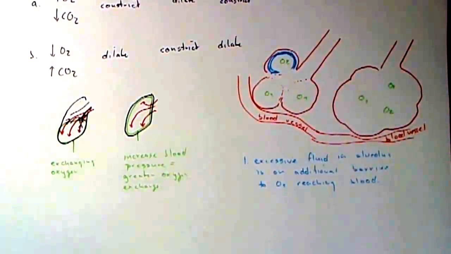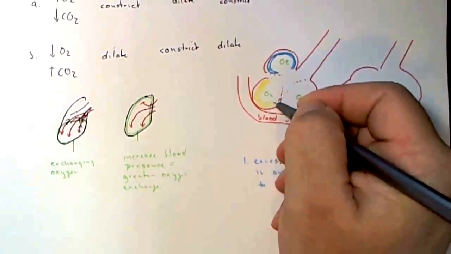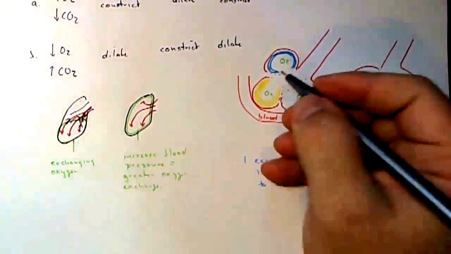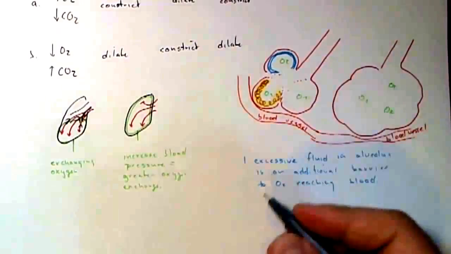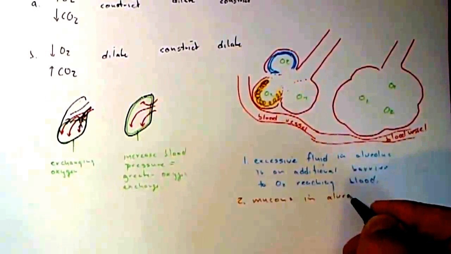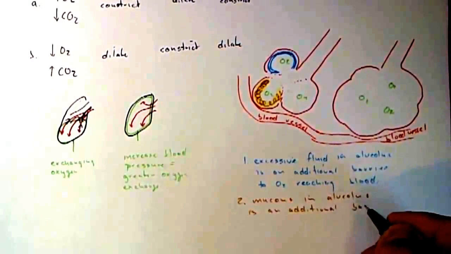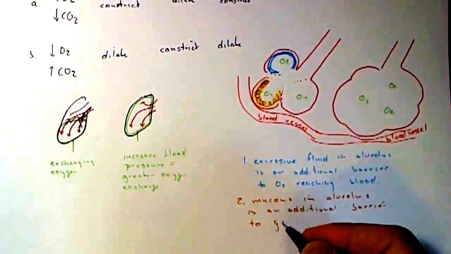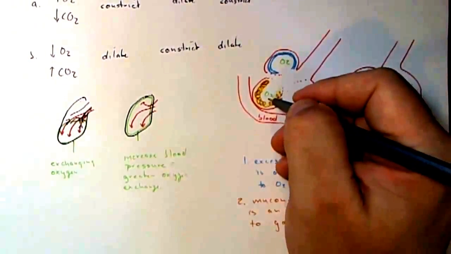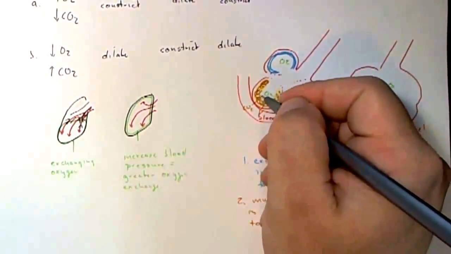Another thing that can be a problem is mucus. And I should probably switch colors a little bit. So we'll go with mucus. Mucus in alveolus is an additional barrier. Here, just to be less specific, but more inclusive, it's a barrier to gas exchange. So here, it's going to make it more difficult for this oxygen to make it into the blood. It's going to make it more difficult for the CO2 to get into the alveolus.